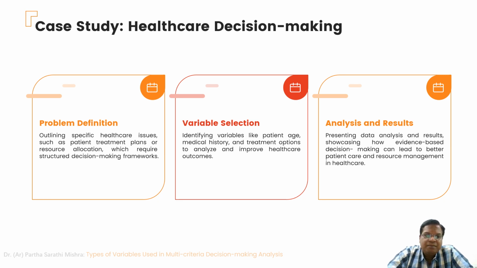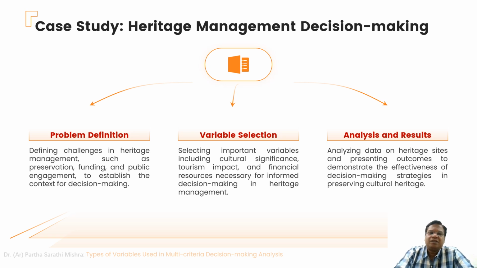What will be the variables? Patient age, medical history, and treatment options are the variable options. Now what kind of analysis or result can we get? Presenting data analysis and results showcasing how evidence-based decision making can lead to better patient care and resource management in healthcare. Another example is heritage management decision making. How can we get the problem identification? Defining challenges in heritage management such as preservation, funding, public engagement, and stakeholder analysis, to establish the context for decision making.